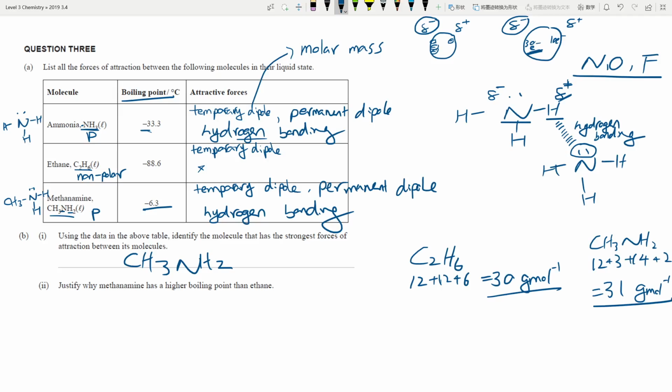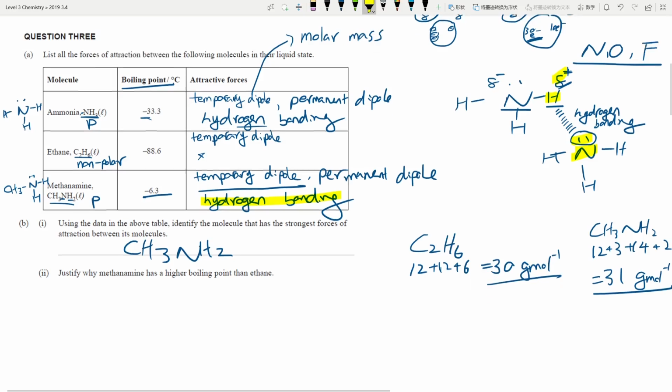If they have really similar molar masses, that means the temporary dipole force of attraction is going to be very similar. But because methylamine is a polar molecule, it has hydrogen bonding, it has permanent dipole force of attraction. Hydrogen bonding is the strongest intermolecular force, so that occurs between the very electropositive hydrogen and the neighboring nitrogen's lone pair of electrons. So that's hydrogen bonding. This force of attraction is really strong, so you require more energy to break that.